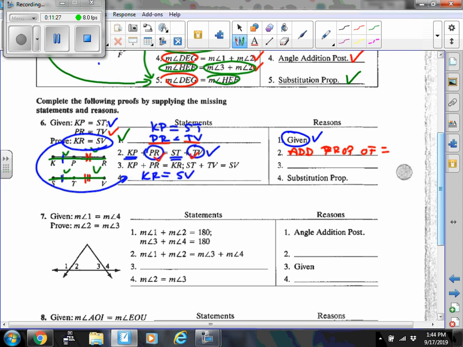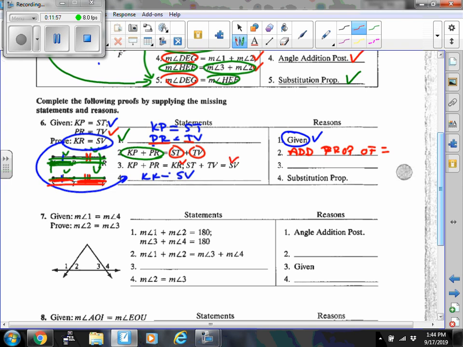Before I can make that statement, I have to say, wait a minute. Look where I'm at. If I look at this statement, I've got KP plus KR. Well, if I add KP and PR, I get KR. Also, if I take ST plus TV, I get SV. Well, that's just adding two segments together. So I made that statement.